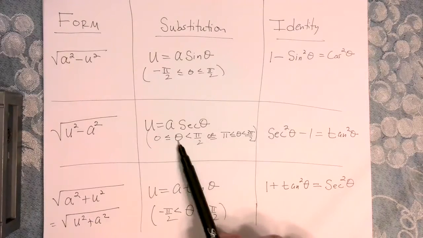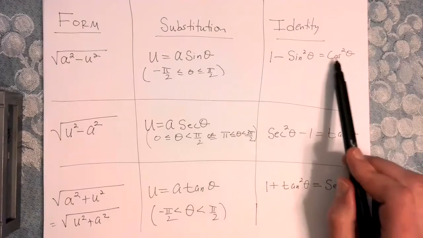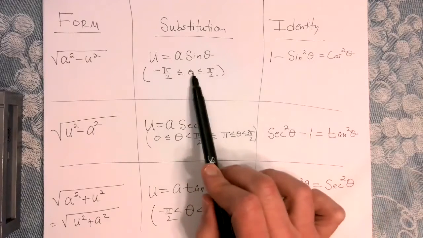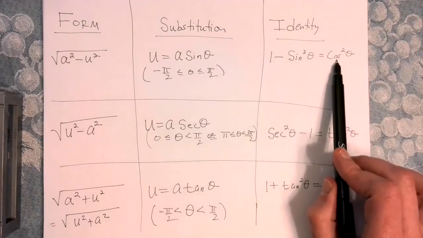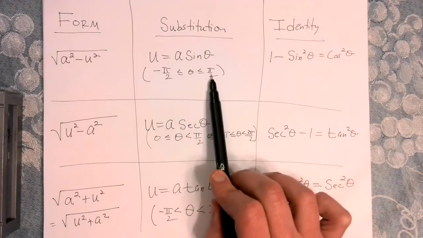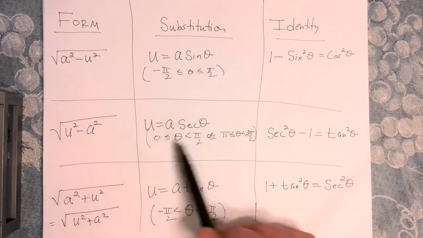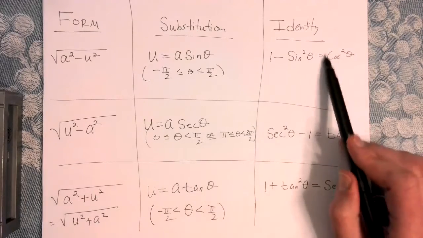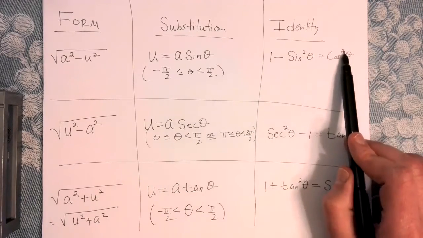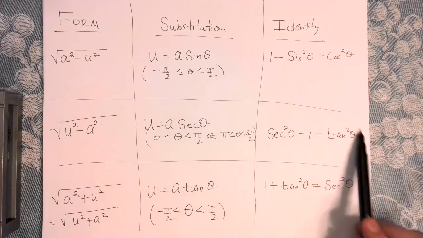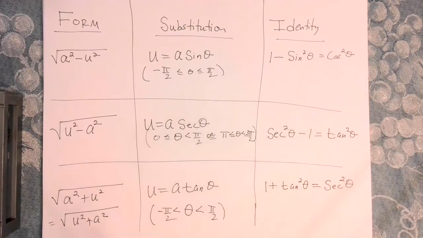Again, restrictions on theta. These restrictions are just based on where, for example, this restriction is based on where cosine, what pops out of the radical, is positive. Cosine's positive in quadrants 4 and 1, etc. That's what the restrictions are based on. So this one is based on cosine, which pops out of the radical. This one's based on tangent, which is positive in 1 and 3. And this is based on secant, right?